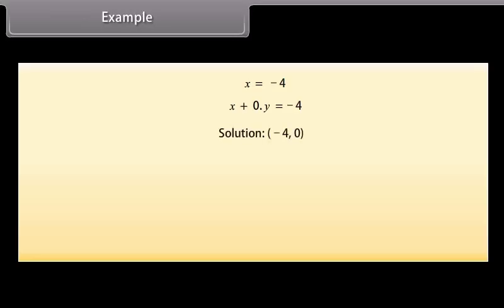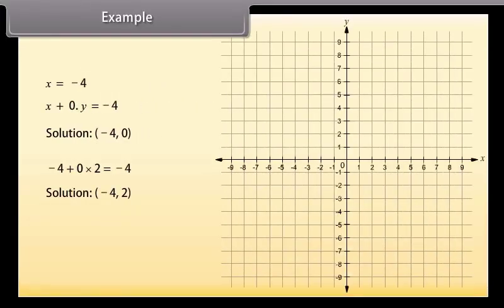So we get the first solution of the equation, that is (-4, 0). Since the value of y can be anything, the other solution of the equation is (-4, 2). Now mark these points on the graph. This is (-4, 0) and this is (-4, 2). Join these points. We can see that the graph AB is a line parallel to the y-axis and at a distance of 4 units to the left of it.